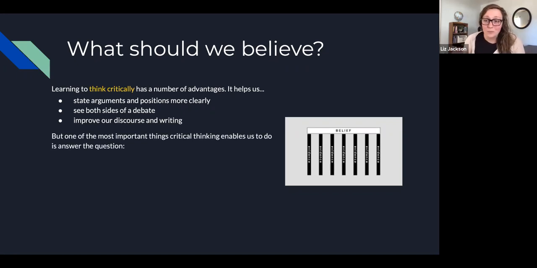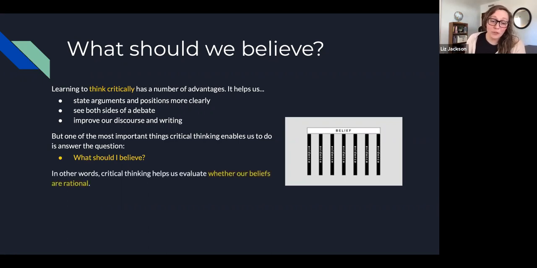But one of the most important things that critical thinking enables us to do is answer the question, what should I believe? And a lot of these things from the previous list are relevant to that. If we can see both sides of the debate, it helps us better see which side is right. It helps us better evaluate that. If we can state an argument or a position more clearly, then again, it helps us say, should I believe the conclusion of this argument? Or is this position plausible? Is this the most likely to be true version of the position? It helps us be charitable. But again, this leads us to the question, what beliefs should I have and what beliefs should I not have?